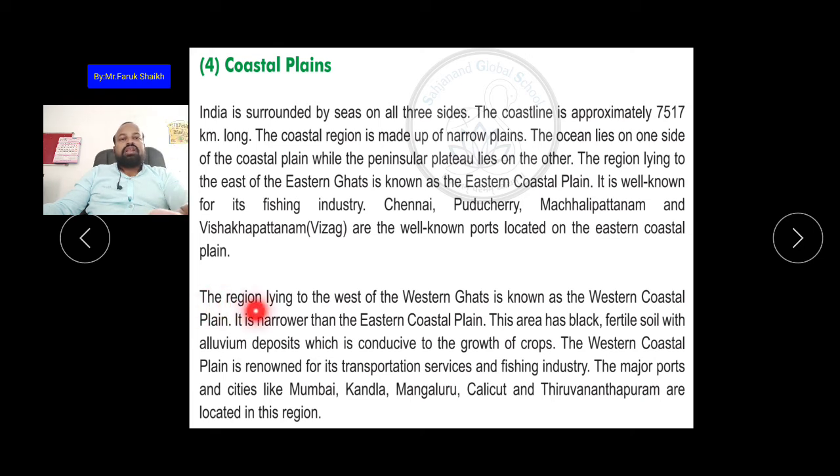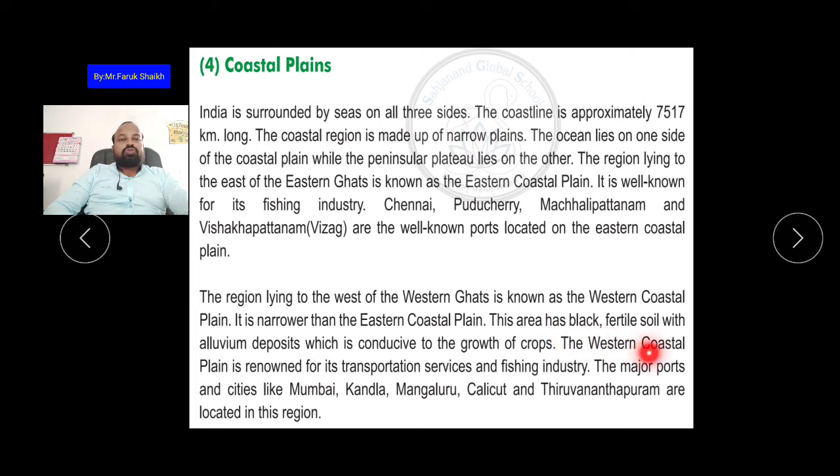Okay, the region lying to the west of the Western Ghats is known as the Western Coastal Plain. The region in the west is called the Western Ghats or western coastal plains. It is narrower than the eastern coastal plains. This area has a black fertile soil with alluvial deposits which is conducive to the growth of crops. This area is very fertile because of the alluvial deposits by the rivers, and that is why it is also very good for the growth of crops.